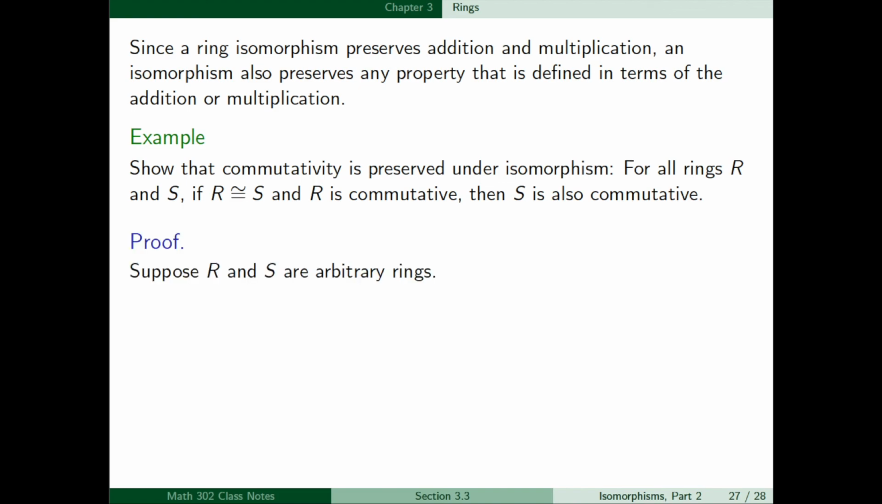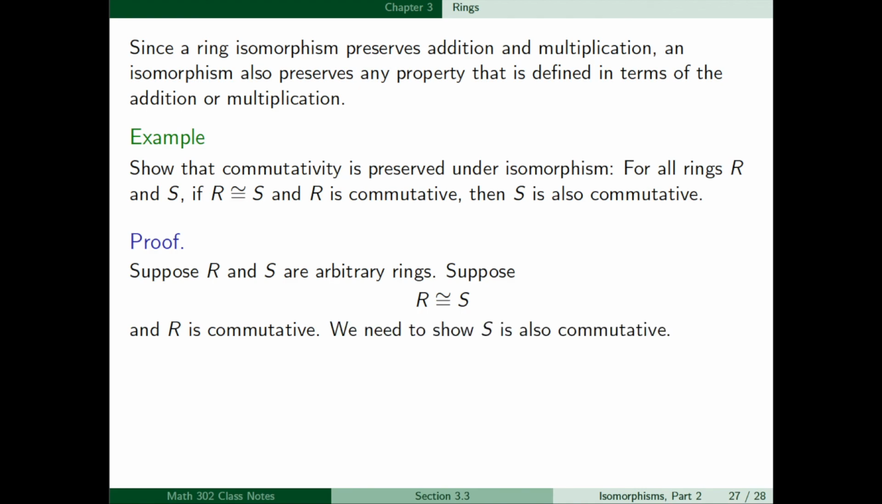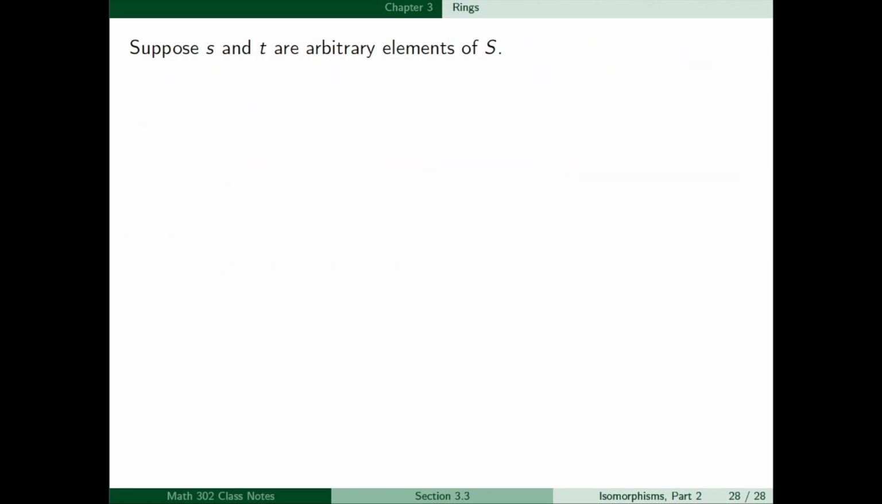And to prove this, let's suppose that R and S are arbitrary rings. Suppose R is isomorphic to S and R is commutative. We then need to show that S is also commutative. To show this, we need to show for all s and t in S, s times t is equal to t times s. So let's suppose that s and t are arbitrary elements of S. We need to show that s times t is equal to t times s.